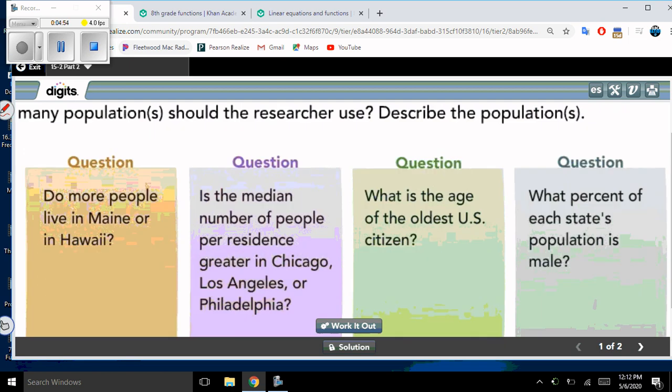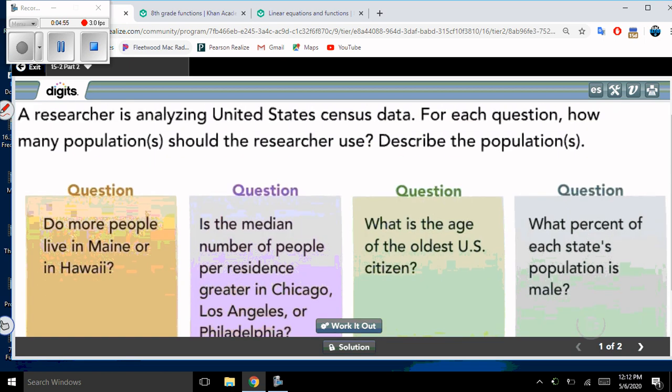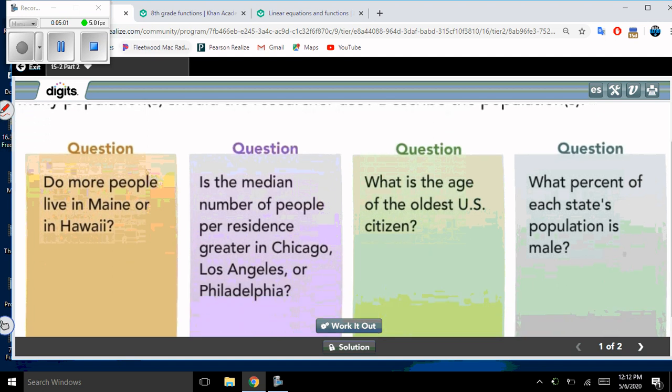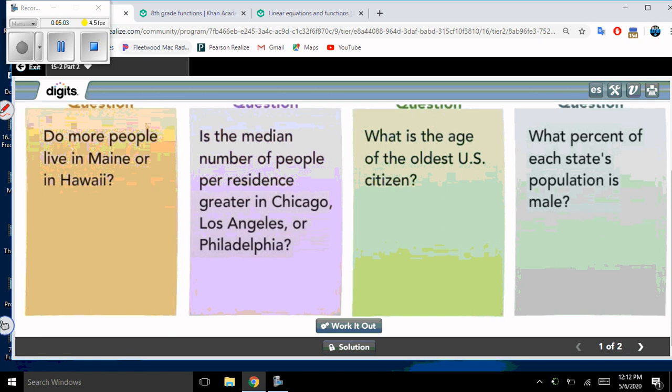All right, so you can see that what they want us to do is we're analyzing census data, which obviously it's here in 2020, and we want to know how many populations we'd be using. So if I take a look at this first one and I say, hey, more people live in Maine or Hawaii, we're really only comparing 2 states, so it should be easy for you to determine we're looking at 2 populations. If I'm looking at the second question, we're comparing Chi-Town, LA, and Philly. So number of populations we're comparing, 3.